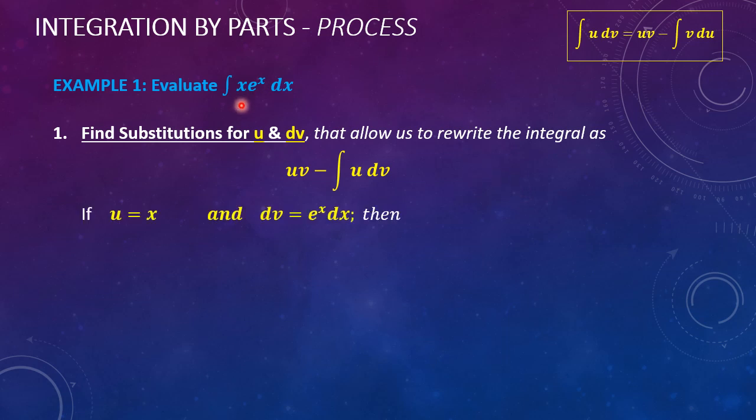So if we let u equal x, then what's left is e to the x dx, and we substitute that in as dv. Okay? But again, we need to find the other two parts. So we need to find the derivative of u, which is 1 dx. The derivative of x is just 1. And we need to find v for our formula, because it's uv minus the integral of v du. Well, the integral of e to the x dx is simply e to the x, so v equals e to the x.